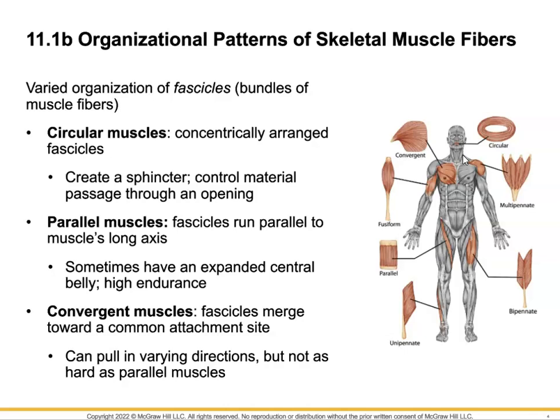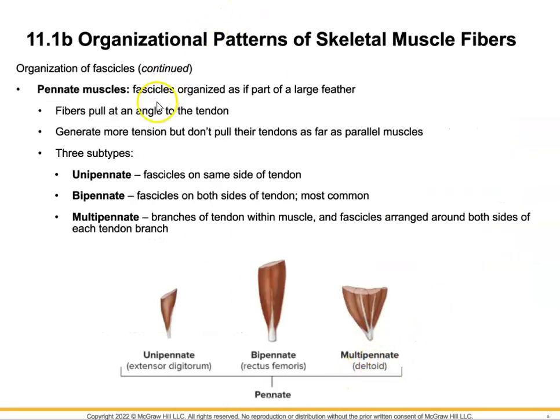We also have something called pinnate muscles. I don't know if I have another slide. Let me check right quick. Yeah, here we go. So pinnate is sort of like a feather. The fascicles are arranged like they're a feather. So the fibers can pull at an angle to the tendon. Now, this generates more tension, but it doesn't pull the tendons as far as those parallel muscles because it's pulling onto the tendon at an angle more so than pulling straight.